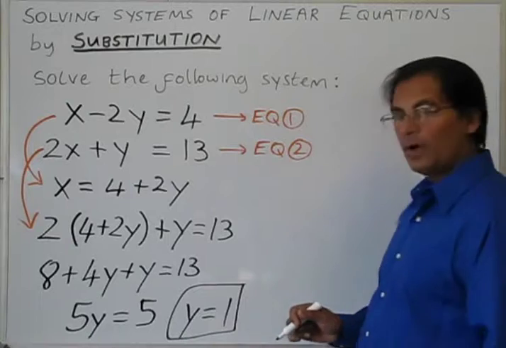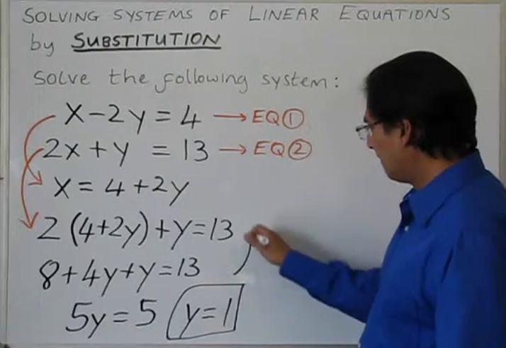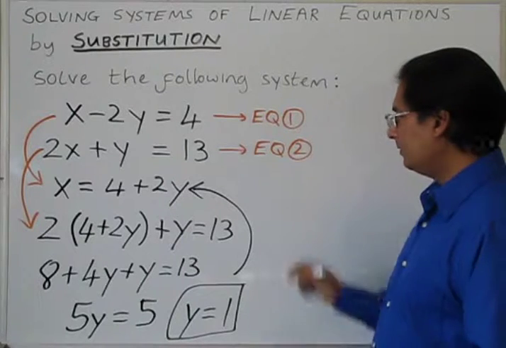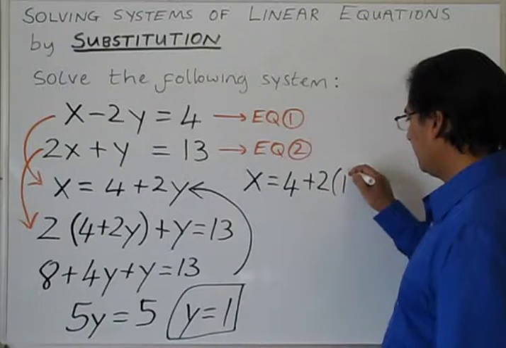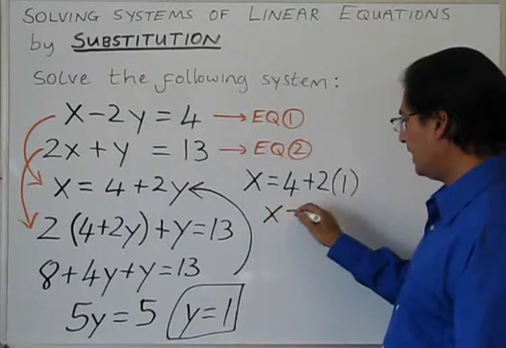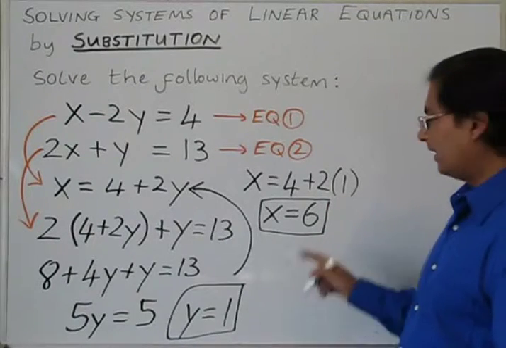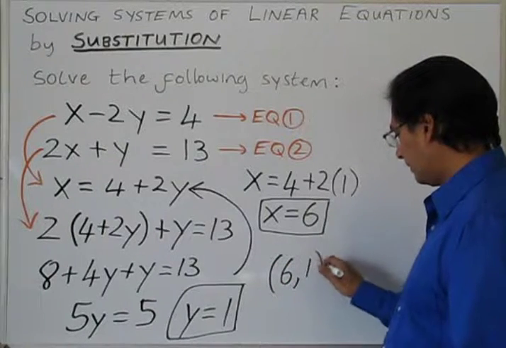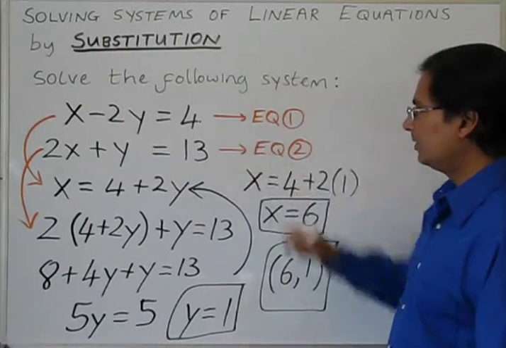That's one of our solutions. So we know y is equal to 1. We can now substitute this back into here to solve for x. So we get x equals 4 plus 2 times 1, because y is 1. And 2 times 1 is 2, 2 plus 4 is 6. So x equals 6. That's the other part of our solution. So if x equals 6, y equals 1. So our solution is 6, 1. That's the intersection of those two lines. That's the point that is a solution to both of these equations.